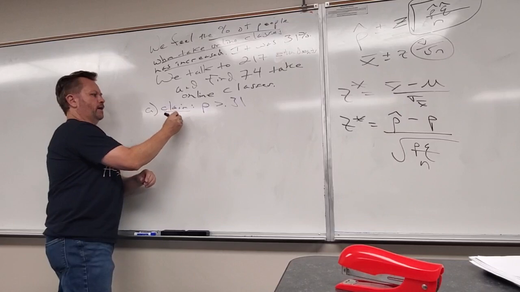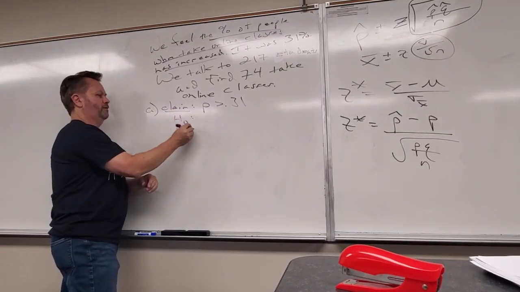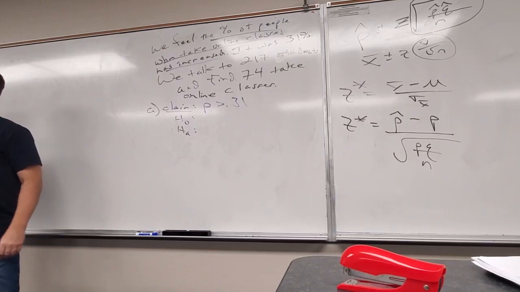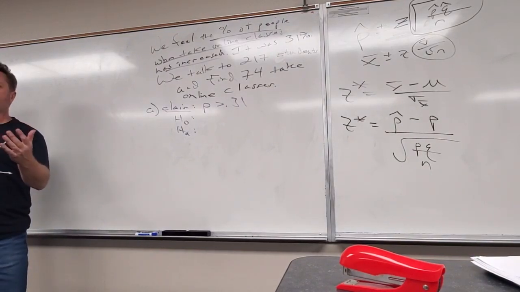Which one is that? Is that the H0 or the Ha? The null or the alternate? Why? It doesn't have an equal sign.